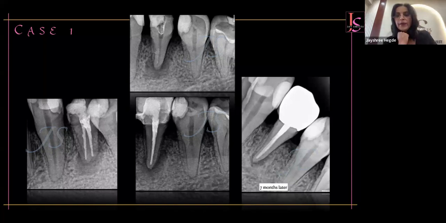So in this case, when I'm not sure if the tooth is going to be firm, I only give them a temporary crown. I don't give them a permanent crown. I give them a temporary crown.